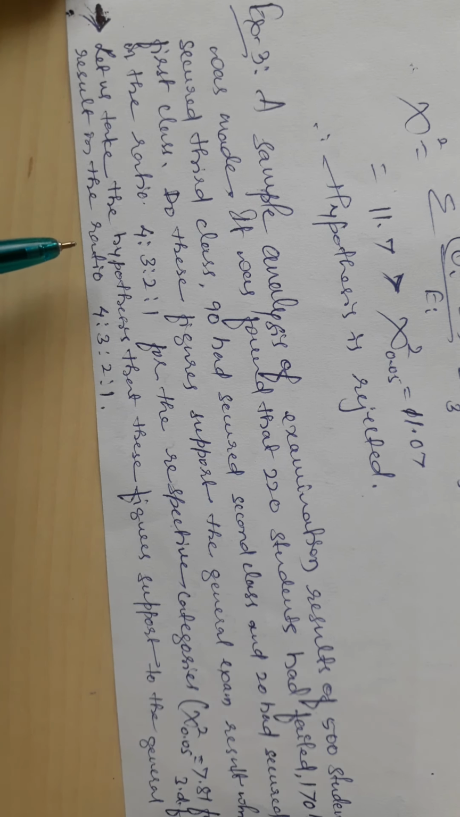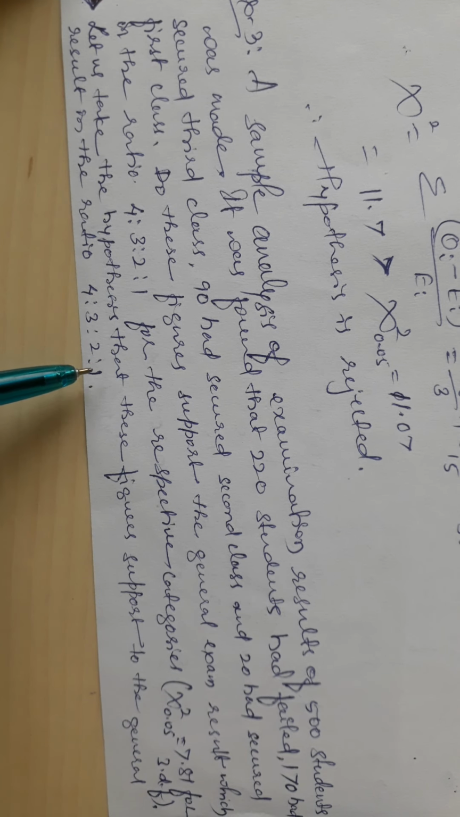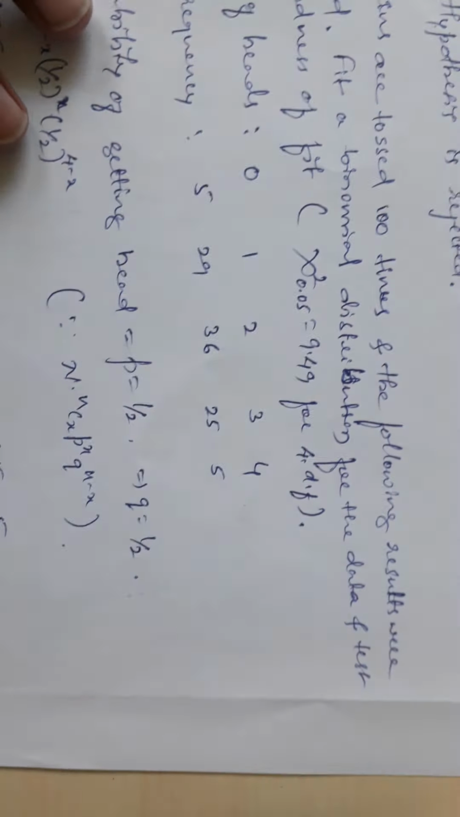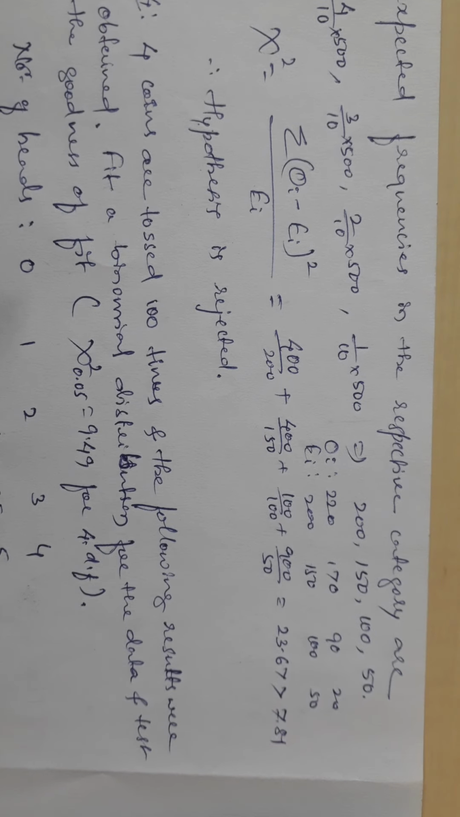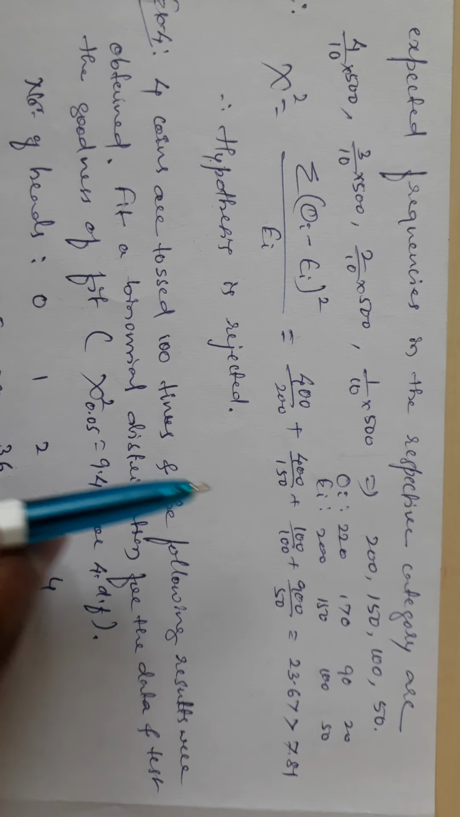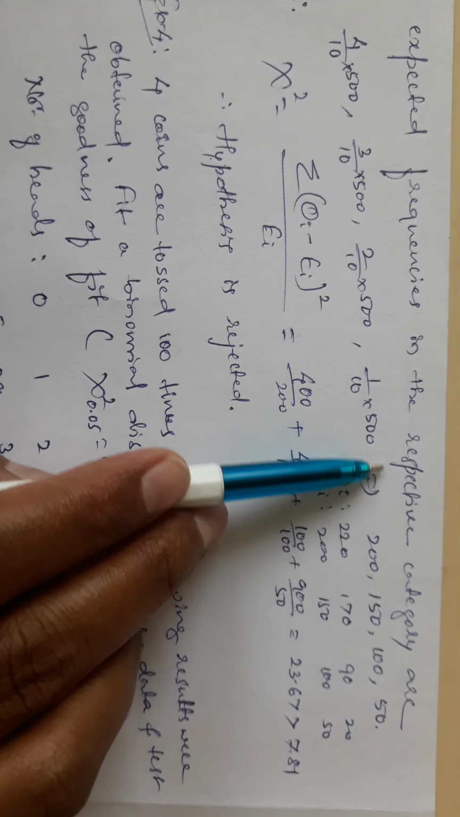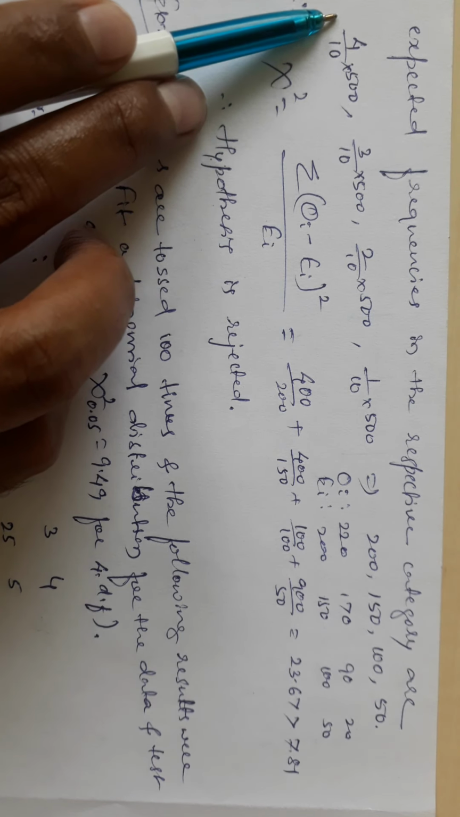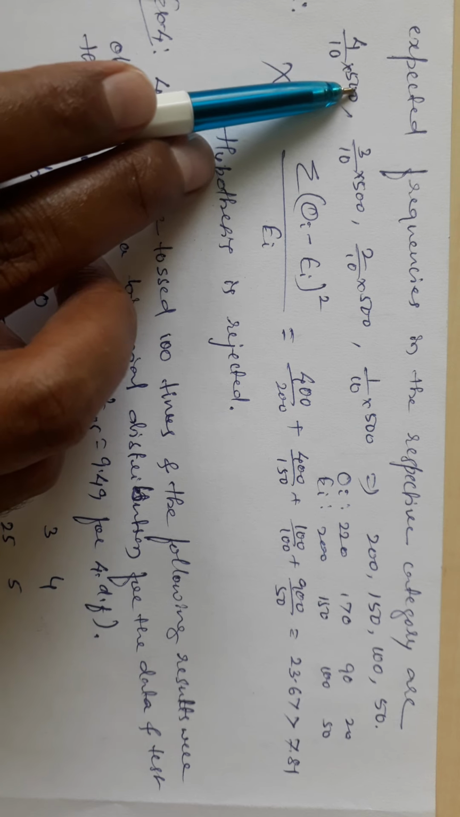Let us take the hypothesis that these figures support the general result in the ratio 4, 3, 2, 1. The ratio sum is 10. Therefore, the expected frequencies in the respective categories are: ratio 4 divided by ratio sum 10, times the total number of students, 500.